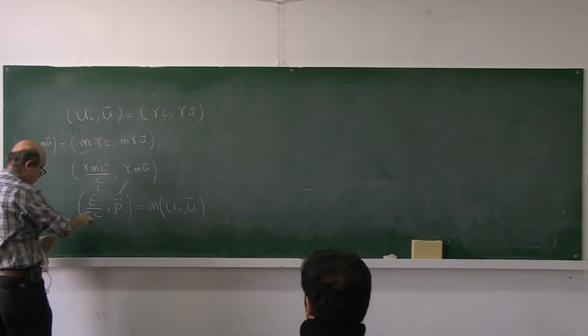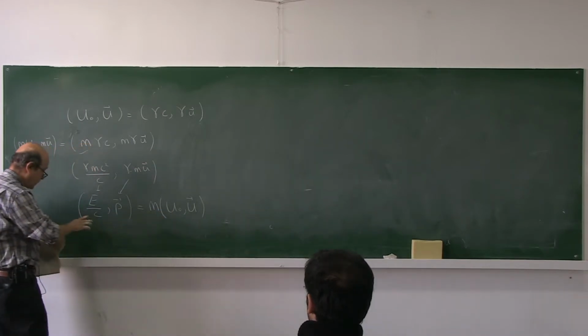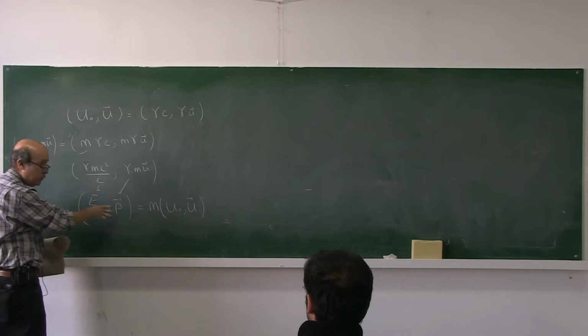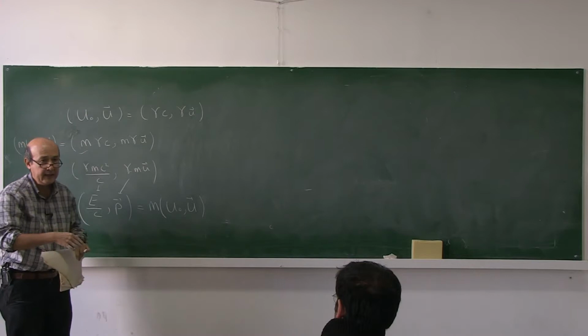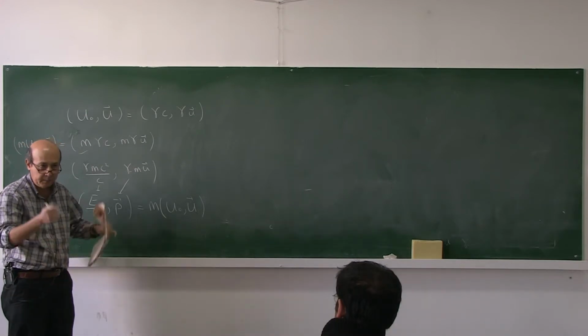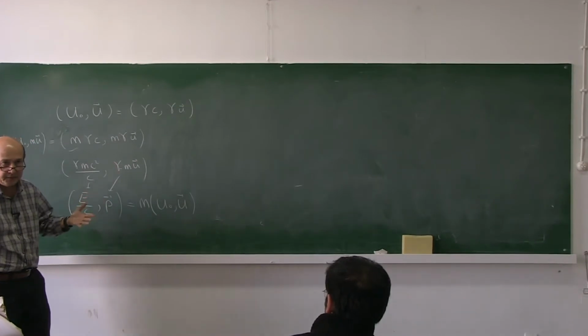We have defined the 4-vector there, and this is energy and momentum. What is the length of the energy-momentum 4-vector? We call the length the scalar product by itself. What is the definition of length?